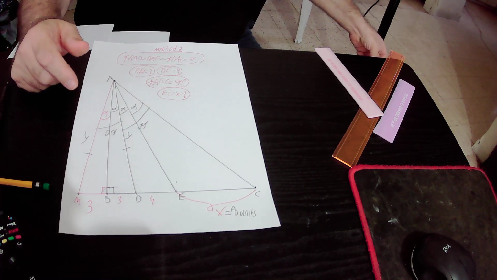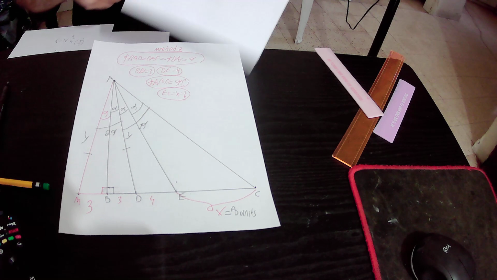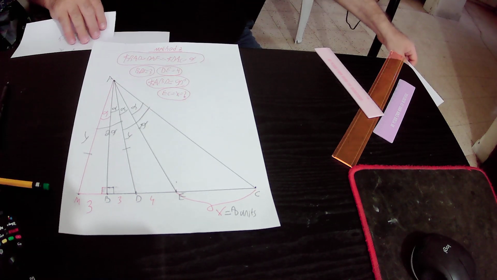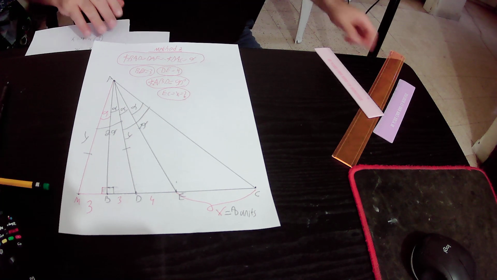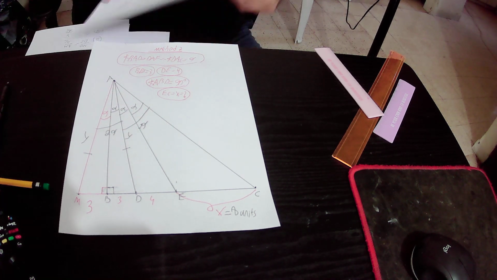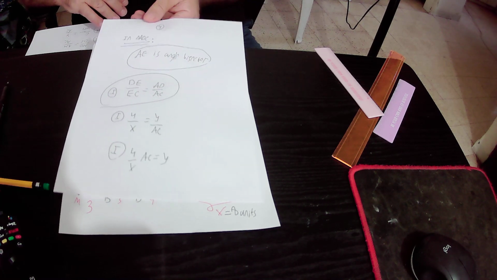Okay, so AM equals AD equals Y. Then we focused on triangle ADC. In triangle ADC, we know that AE is the angle bisector.